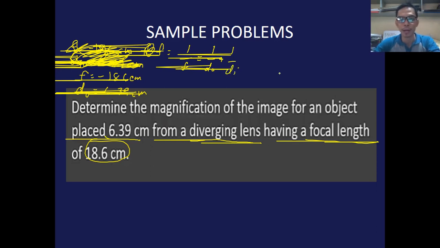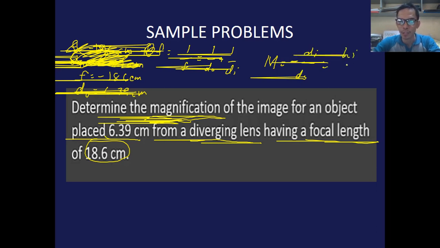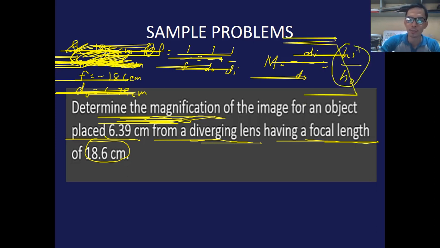And for the magnification, since the magnification is being asked in the problem, m is equal to negative distance of the image over distance of the object, which is equal to height of the image over height of the object. Since the height is not given here, we can cancel this out, leaving the negative distance of the image over distance of the object.